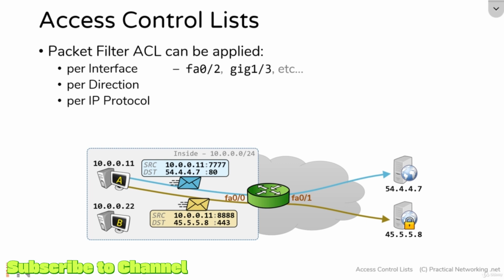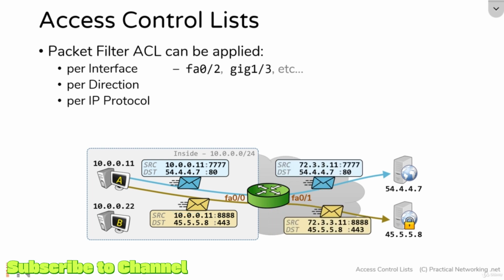For example, let's just say this router is performing network address translation. That would mean these two packets on the other side of the router might look a little different. Notice the source IP address has changed. Well, if I'm applying an access list to FA01 and I want to match on the source IP address, this is the source IP address I need to match. But if I'm applying my ACL to FA00, then this is the source IP address I want to match. So it's important to know where you're going to apply the access list before you actually write the access list statements. The other thing to consider is the direction the packets are going in.